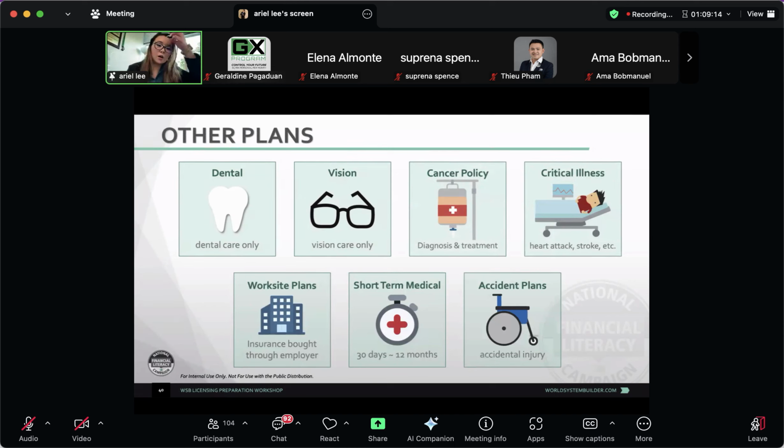All right, other plans that are also covered in the health plan portion. We have dental, vision, cancer policies, critical illness, worksite, short-term medical, and accidental plans, okay? So of course, we all know that dental plans are only for dental insurance, right? Nothing else. Vision is for vision insurance, right? Cancer policy is also only for diagnosis and treatment, right?